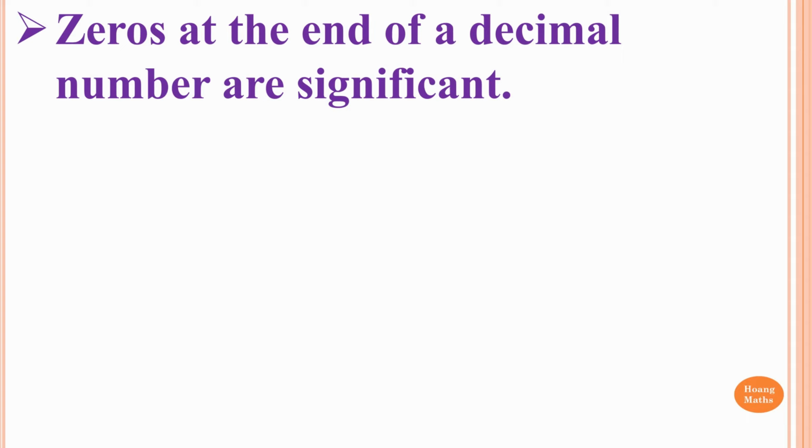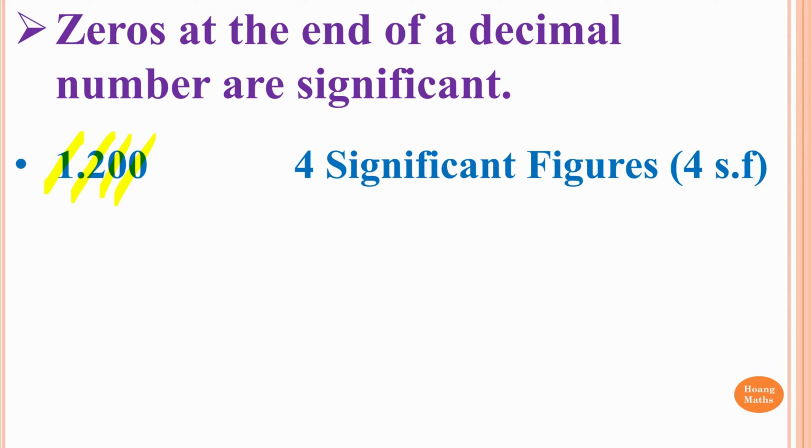Rule number 4. Zeros at the end of a decimal number are significant. So for example, 1.200. Because of this 0 at the end of a decimal number, this is significant. So that means we have 1, 2, 3, 4. We have 4 significant figures.